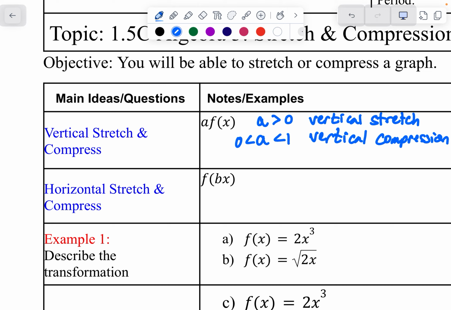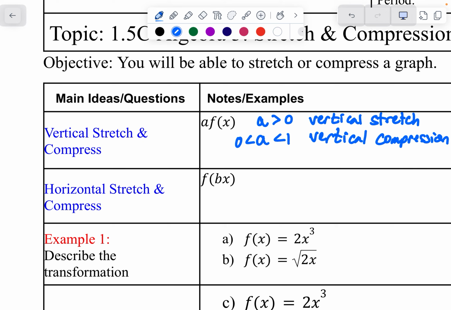Now, I didn't include when a is negative because we know what a being negative on the outside does, hopefully. In 1.5b, we talked about how that flips it across the x-axis. So that does not include the negative. The negative has its job. It flips it across the x-axis.